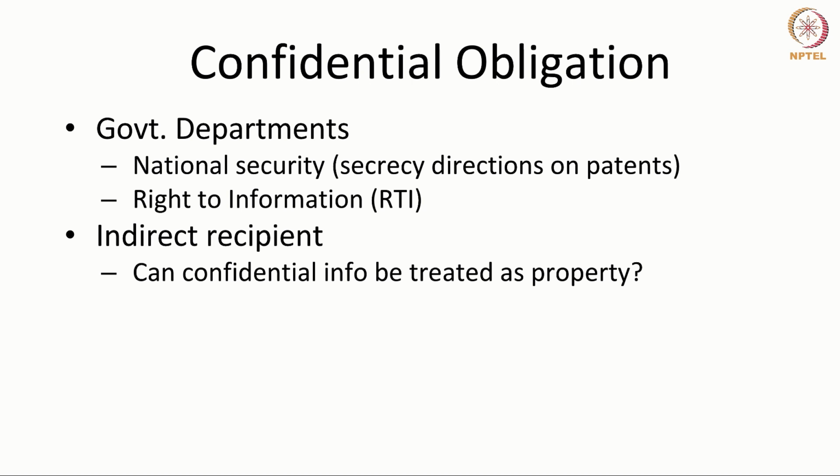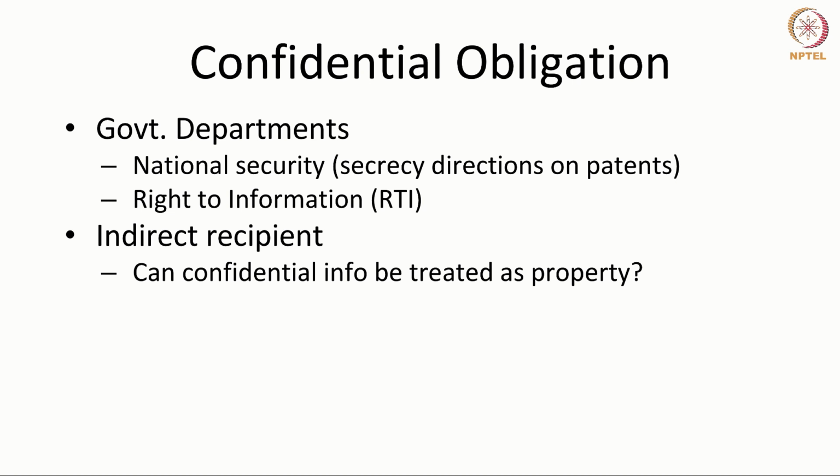Indirect recipient: can confidential information be treated as property? This theme has been the foundational issue in deciding whether indirect recipients can be bound by a confidential obligation. An indirect recipient, by definition, is not a person who is obliged, say by a contract or by a close relationship, to keep something in confidence. So an indirect recipient is a person who just gets the information, and can there be an obligation for him to keep it a secret?